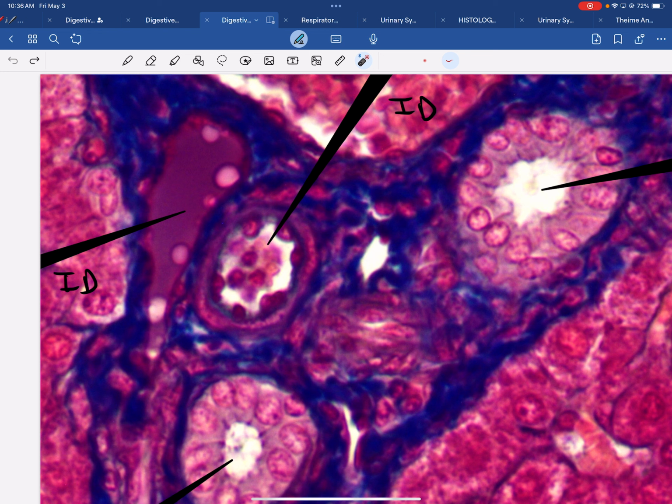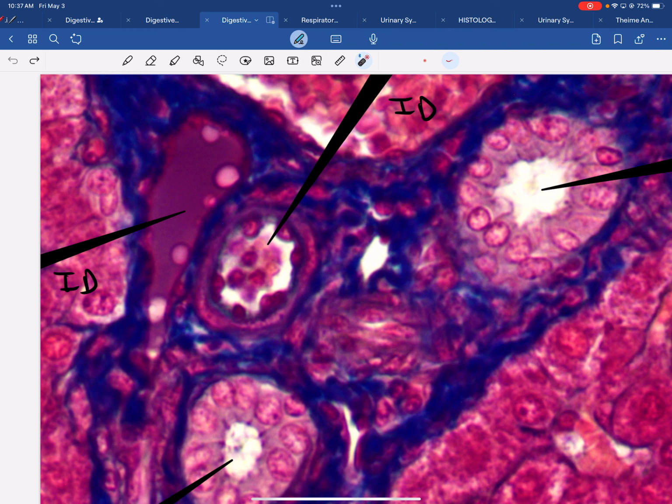Right, branch of hepatic portal vein, right? Why is it not a branch of the hepatic vein? Hepatic vein drains the liver. Exactly, it's symbolic. The portal vein supplies the liver with blood, but the hepatic veins drain the liver of blood.